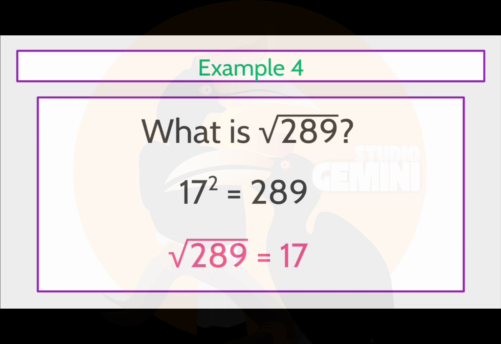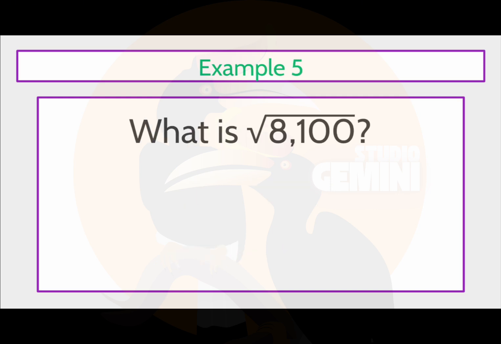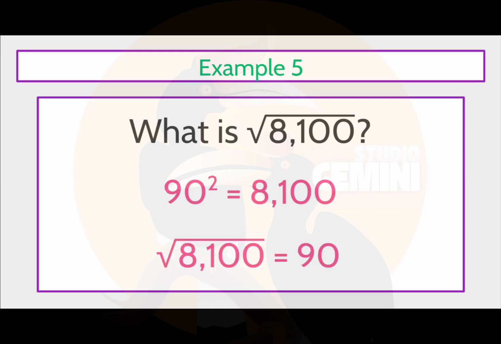Let's try one more. What is the square root of 8,100? So we need to find the number that will equal 8,100 when squared. 8,100 is much bigger than any number we have seen thus far. But notice the perfect square number 81 within the number 8,100. We know that 9 squared is 81, so 90 squared equals 8,100. So the square root of 8,100 is 90.